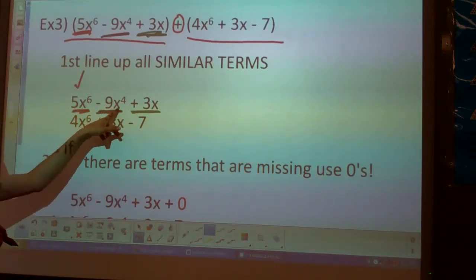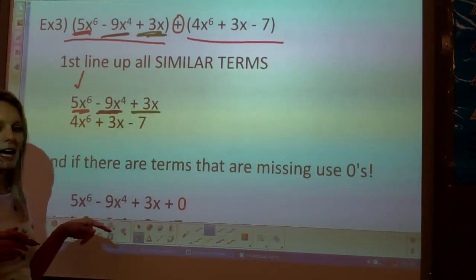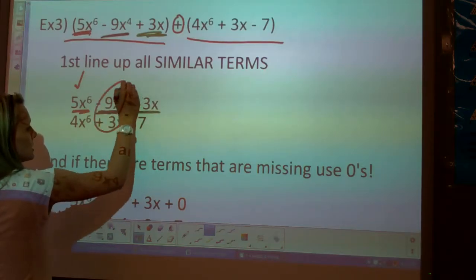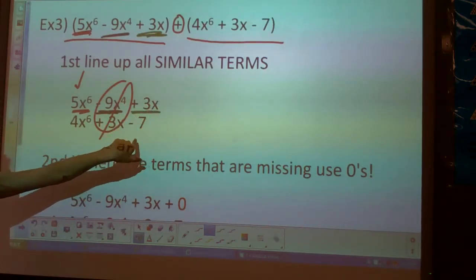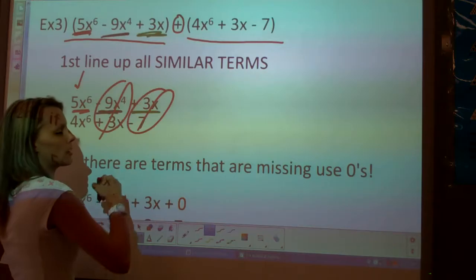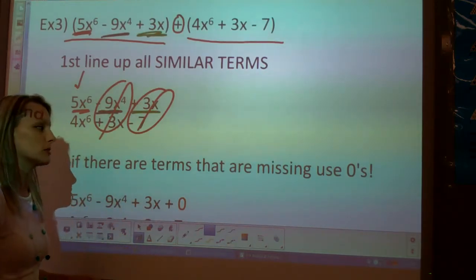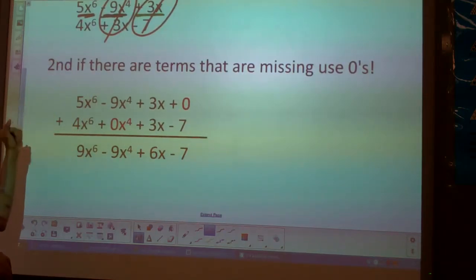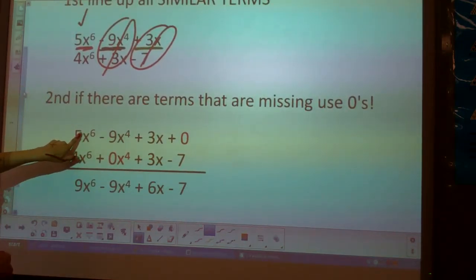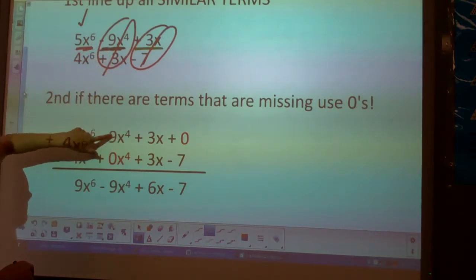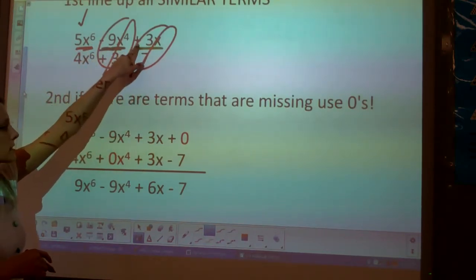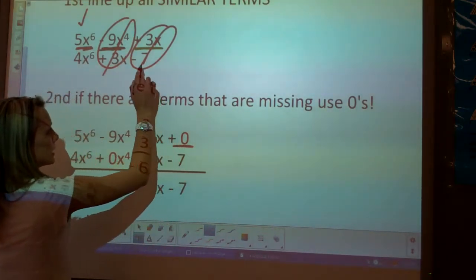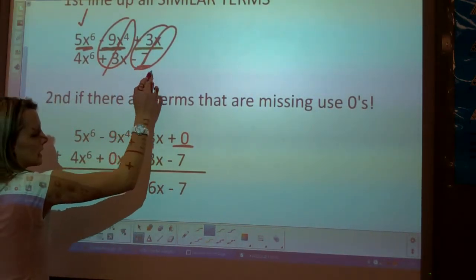But when you go over one, x to the 4th cannot be combined with a regular x. These are not like terms, so these don't work. And our plus 3x and our minus 7, you can't combine these either. They're not like terms. So again, we are going to put in some zeros as placeholders. So 5x to the 6th minus 9x to the 4th plus 3x. And at the end, we have to write our plus 0 as a placeholder because the other one has a constant.